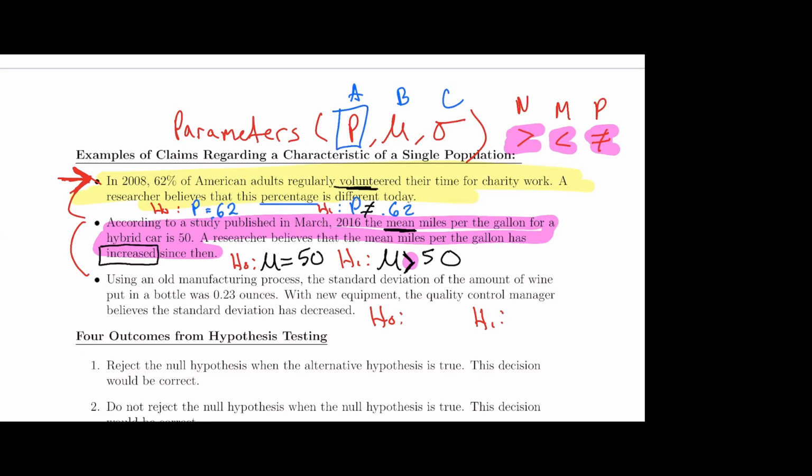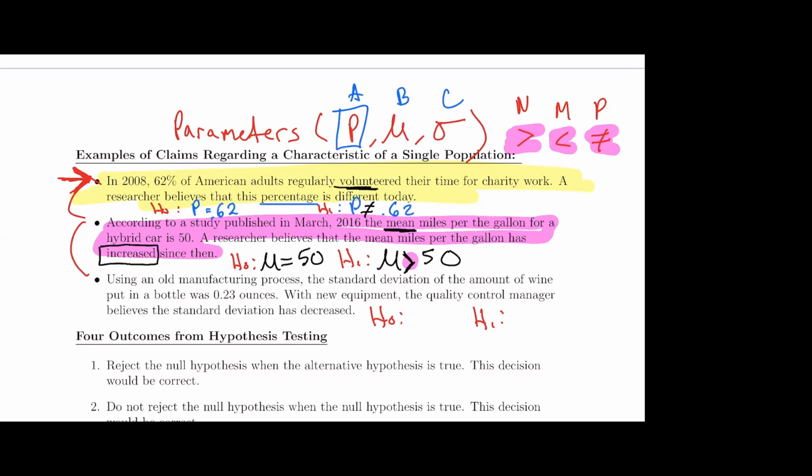All right, so let's do this last one. It says that using an old manufacturing process, the standard deviation of the amount of wine put in a bottle was 0.23 ounces. With new equipment, the quality control manager believes the standard deviation has decreased. All right, so let's try this again. Which parameter are we testing? P, mu, or sigma?